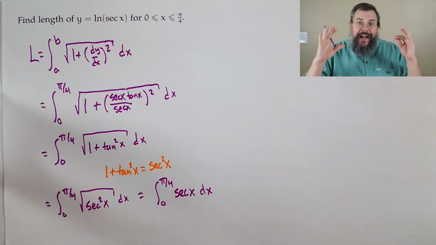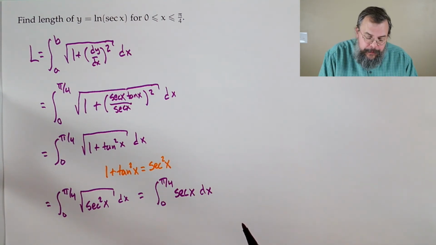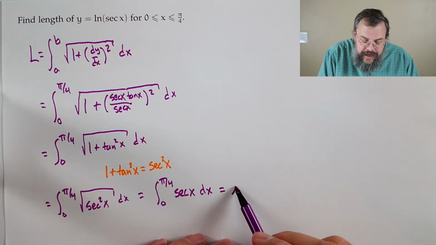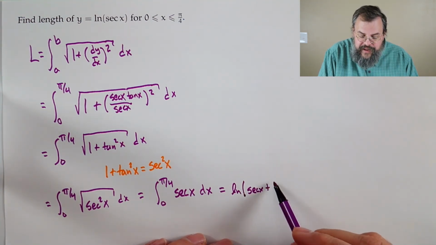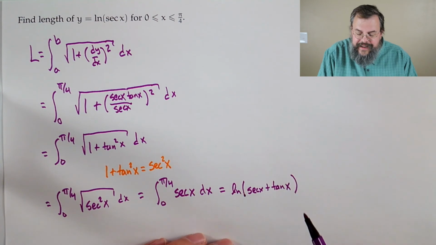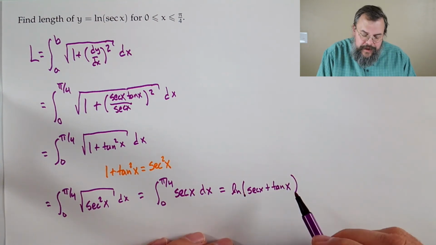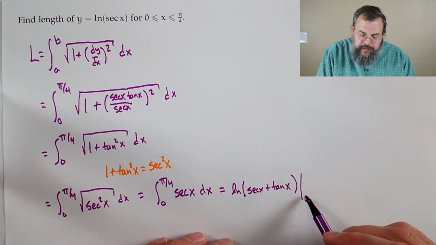It's the one that makes you go, what? That doesn't seem obvious at all. It is the natural log of, do you remember? Secant plus tangent. Yeah, it's a weird one. It's one of those ones that you almost have to remember.